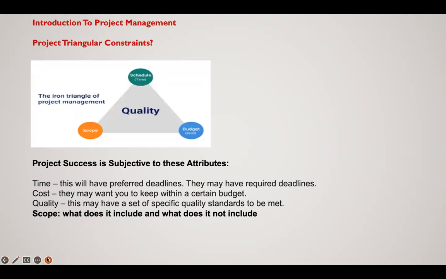So the next thing we will be talking about, I've mentioned this regarding the success of the project. If you were in class yesterday, can someone remind me what I said, or can someone remind us what I said about what success of a project depends on?